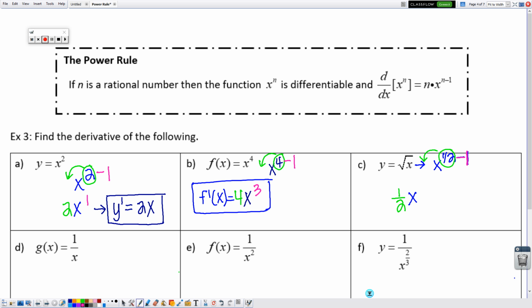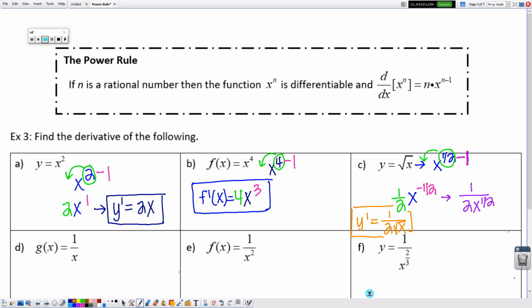Subtract 1, and you get negative 1/2. So this is new. Whenever we have a negative exponent, we have to move it to the denominator. That gives us 1 over 2x to the 1/2. And my final answer for this one, because I was presented with a radical, I'm going to finish my problem by making it a radical. So it'll be y prime equals 1 over 2 root x.